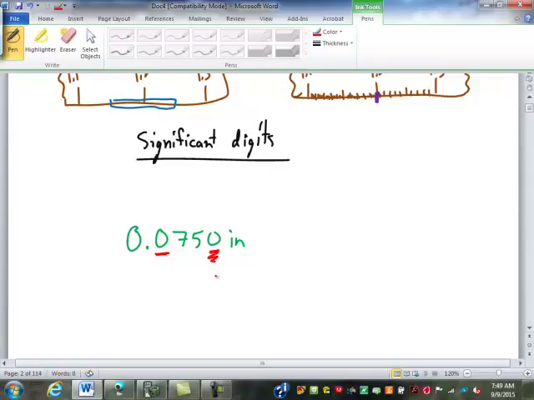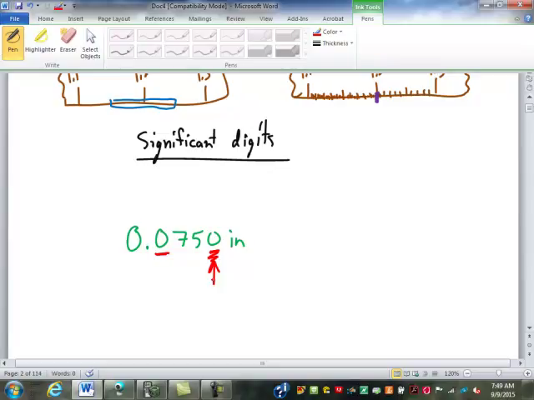This 0 here, however, if I took that out, would it change the meaning of any of the other digits? No, it wouldn't. It's not necessary numerically. The only reason to have that 0 there is if it's part of the measurement. So that 0 is considered a significant part of the measurement.